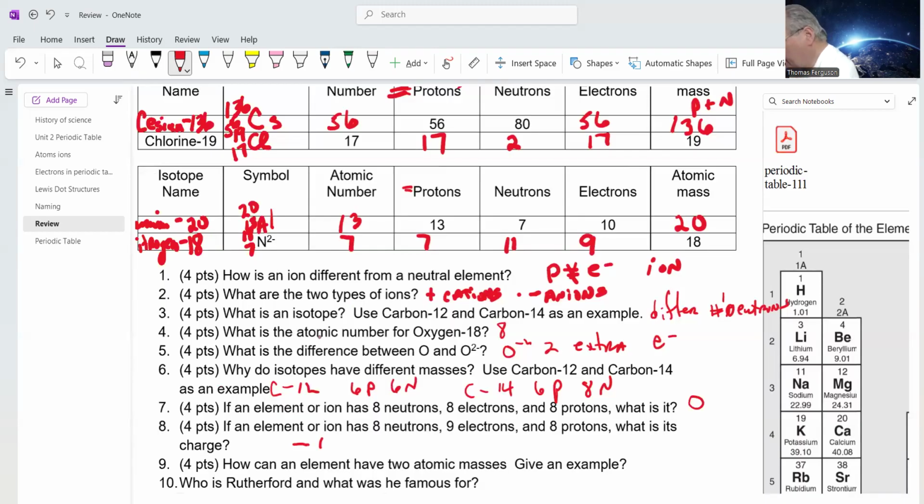If an element has 8 neutrons, 9 electrons, and 8 protons, what is its charge? Okay, so there is one extra electron over proton, so the charge is going to be -1.